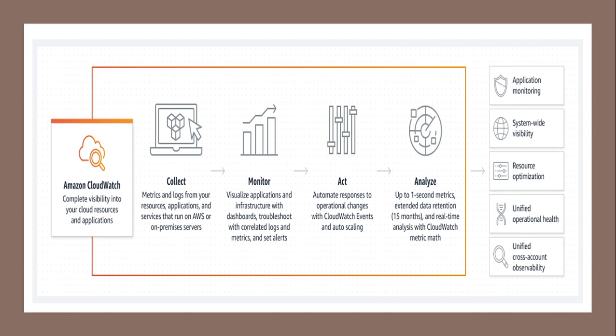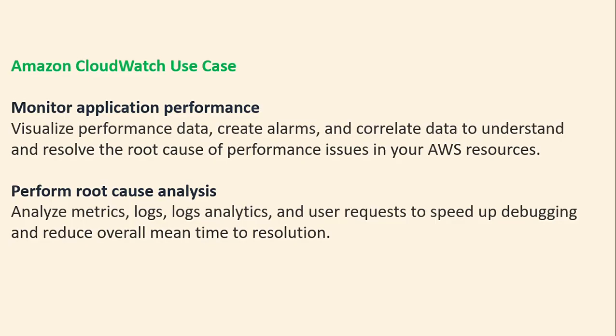So it gives you application monitoring, system-wide visibility, resource optimization, unified operational health, and unified cross-account visibility. So what are the different use cases in which we use it on a day-to-day basis? So first is monitor application performance. CloudWatch helps you to visualize application performance data, create alarms, and correlate data to understand and resolve the root cause of performance issues in your AWS resource.